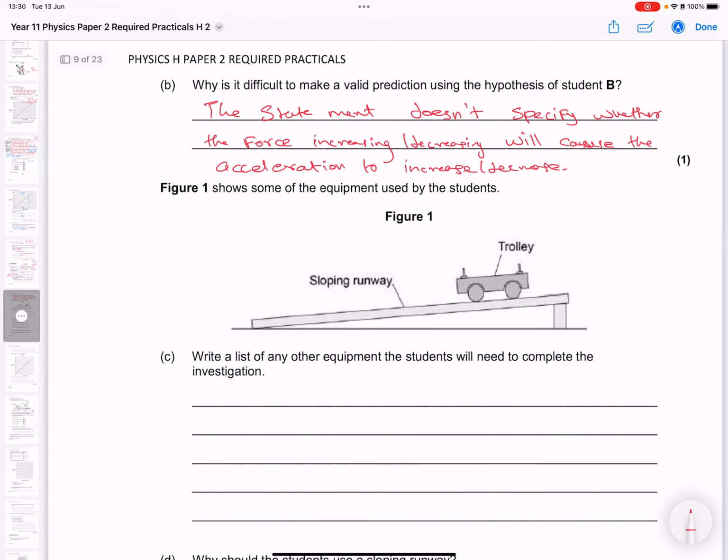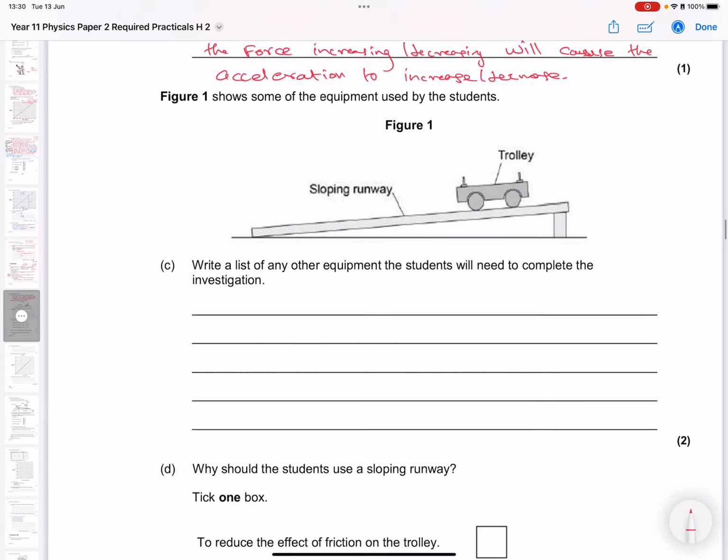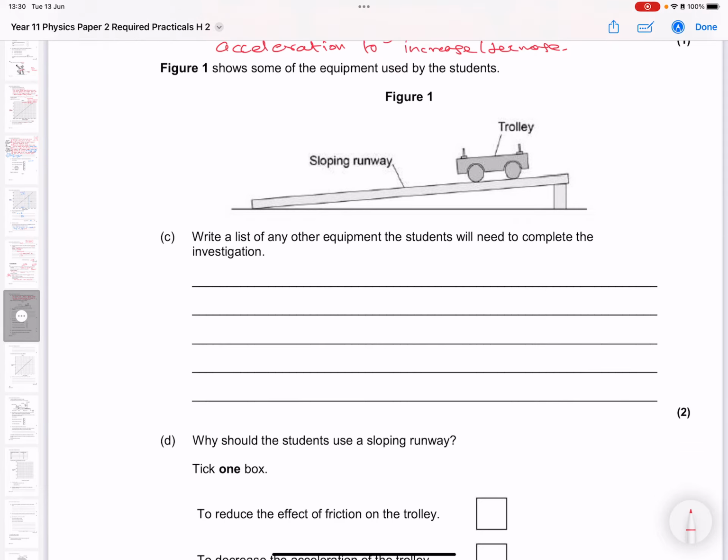Okay. So figure 1 shows some of the equipment used by the students. So they have a sloping runway and a trolley. Okay, so write a list of any other equipment the students will need to complete the investigation. So what else do they need? They need a timer, because they need to measure the acceleration.